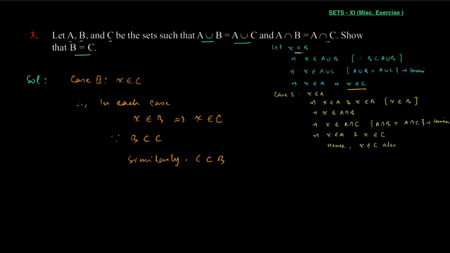Now let us take this as first and this as second. From first and second, we have B is equal to C. Because here we observe that set B is a subset of set C and set C is a subset of set B. So these are subsets of each other, and this is only possible if two sets are equal.